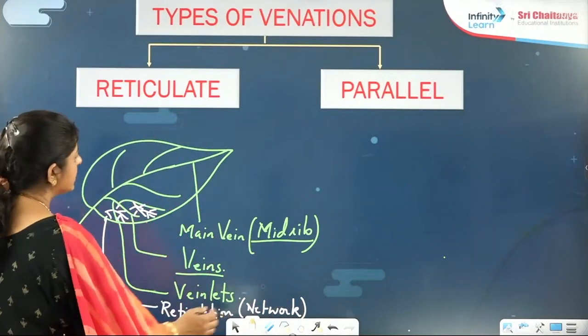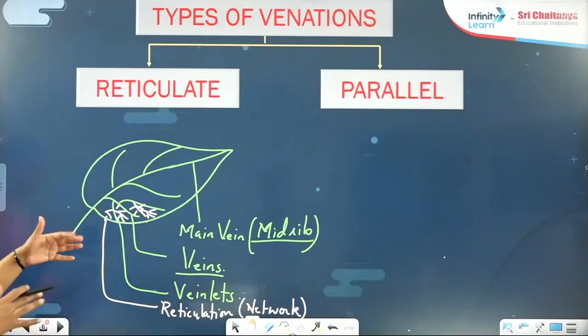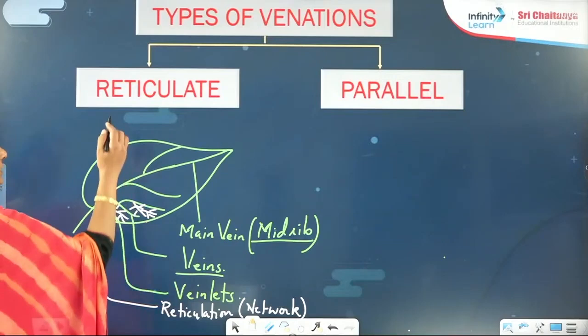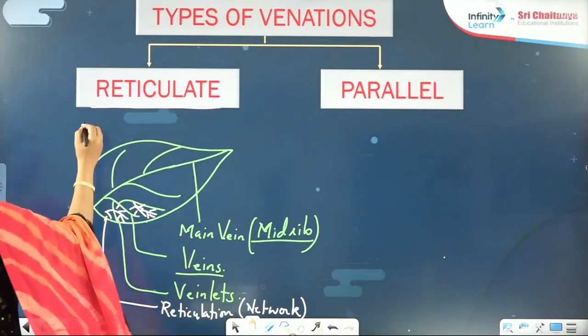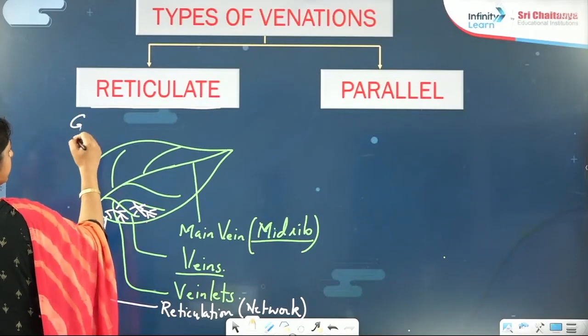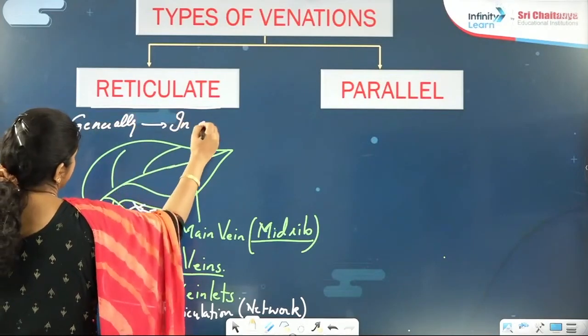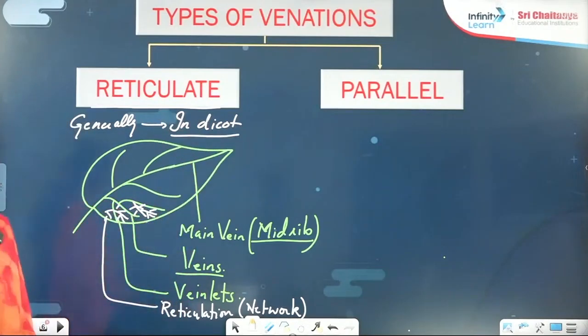So what we are discussing about reticulate venation is when veinlets are very clear and further divide into a network of reticulation, such a type of venation you call reticulate venation. It is generally present in the case of dicots. Exceptions are there, but you must know that this is mainly a feature of dicots.